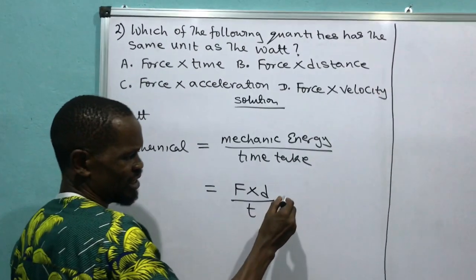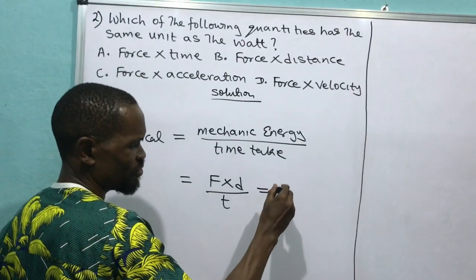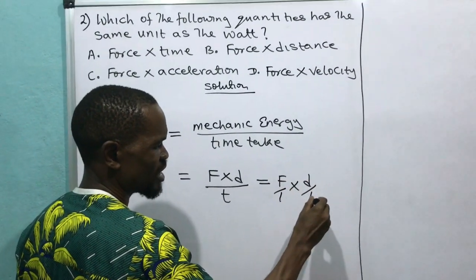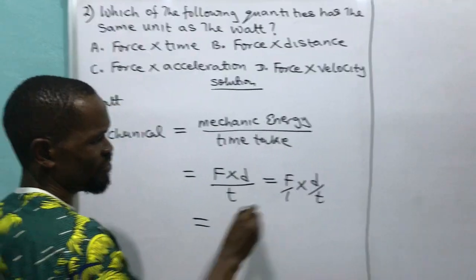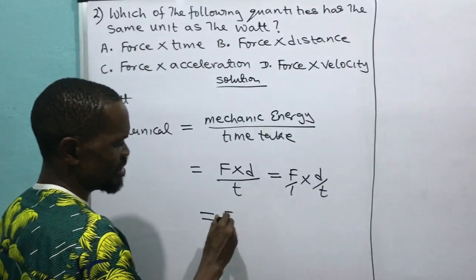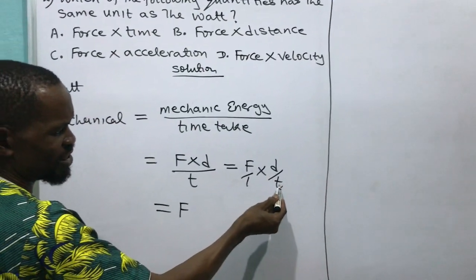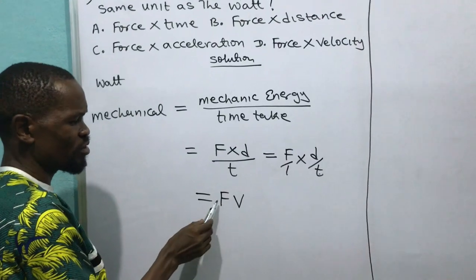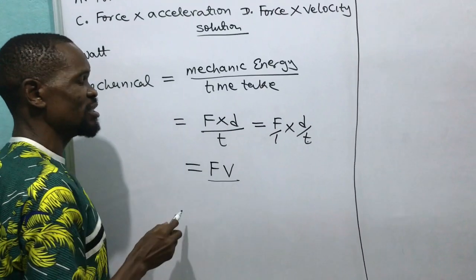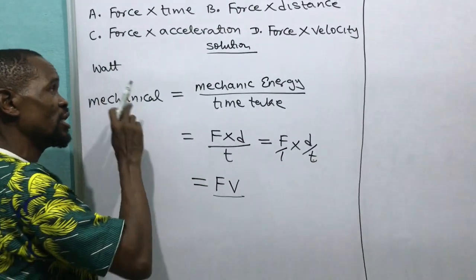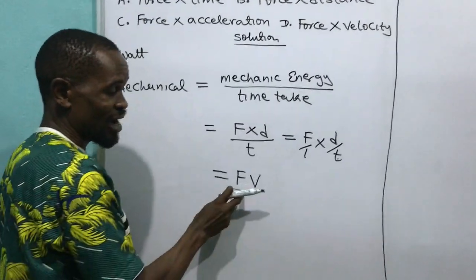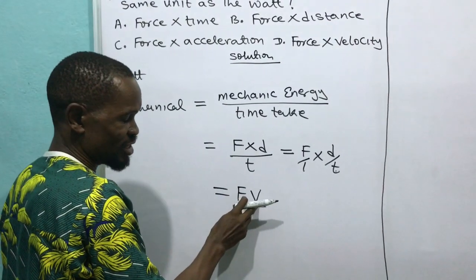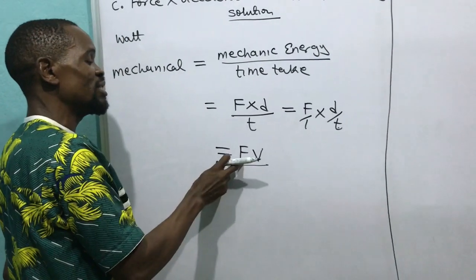And then what is this? This is force times distance over time. And what is distance over time? Distance over time is velocity. Therefore, I will have force times velocity, which is the same thing as watts, which has the same unit as power. Force times velocity is power, whose unit is watts.